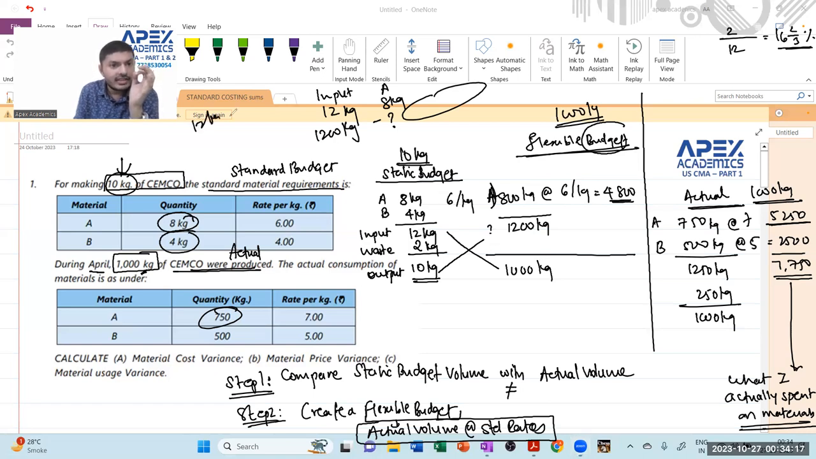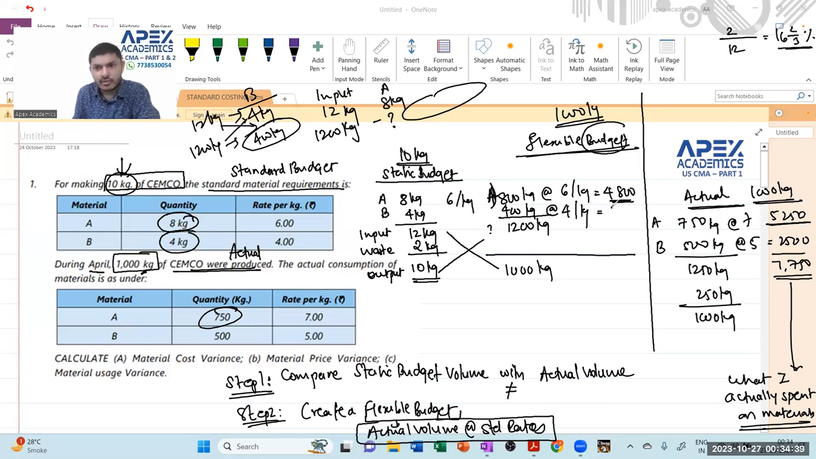Now, in an input of 12 kg, B is 4 kg. So in an input of 1200 kg, B will be how much? Obviously, your answer will be 400 kg. How did I get it? 1200 into 4 divided by 12. It will be 400 kg at the rate of 4 per kg. So this is 1600. Well, I should have spent 4800 plus 1600, which is 6400 on materials.